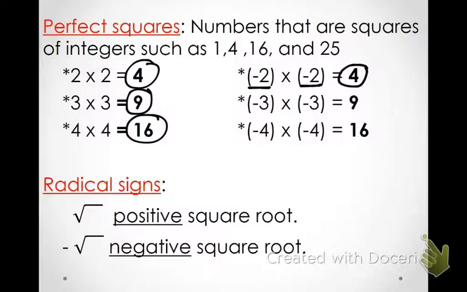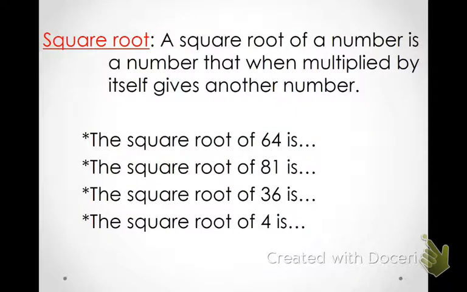All right, so then another thing that I want to teach you today is a radical sign. If you look at this, this is a radical sign. It's a square root. All right, so that right there is a positive square root. But if you look at the next one right here, do you see what's in front of this radical sign? A negative. So that means it's a negative square root. All right, we'll talk more about that here in just a minute. I want you to write a little bit about a square root.